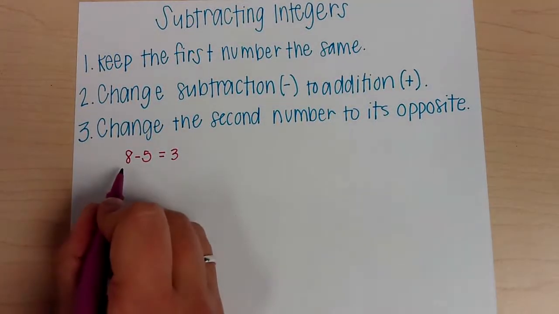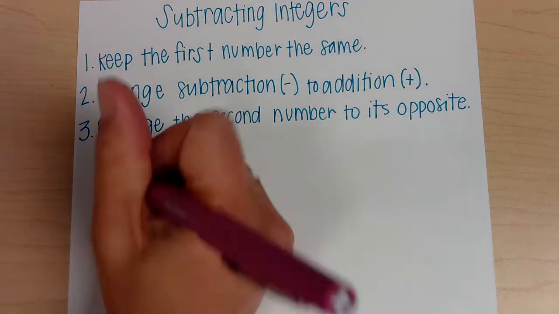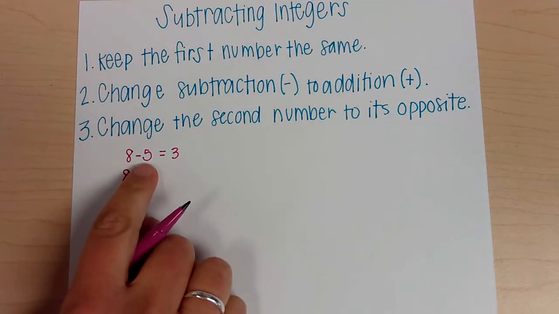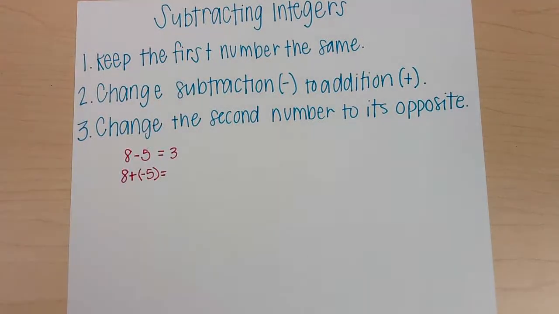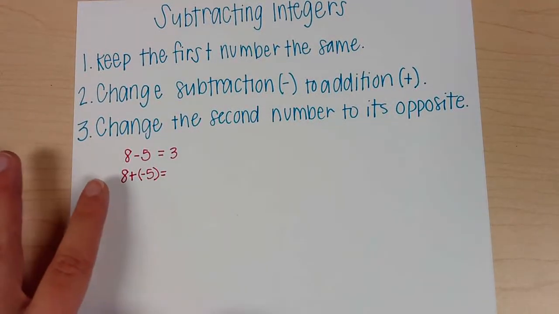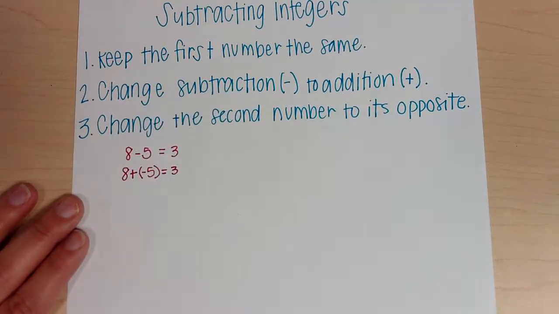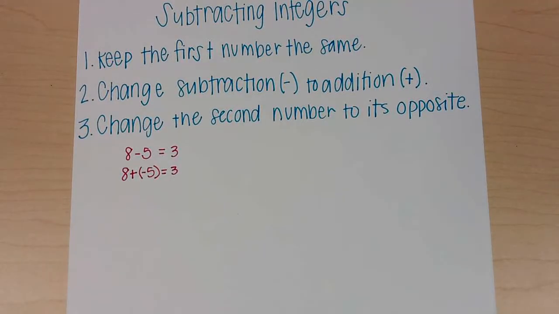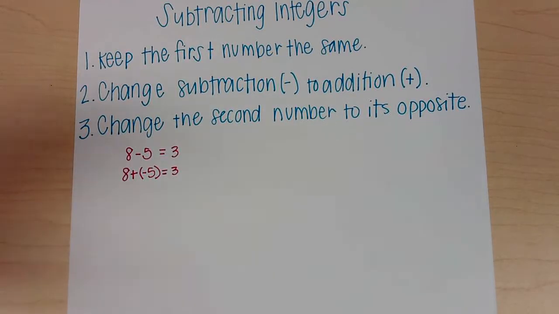Okay, so I keep my first number. I keep my 8. I change my subtraction to addition. And then I find the opposite of +5, which is -5. Now, knowing my adding integer rules, I know that 8 positives and 5 negatives is going to get me +3. When I do this, I want to make sure that I am rewriting my equation so that it does model these steps and make sure that I am keeping what I need to do.